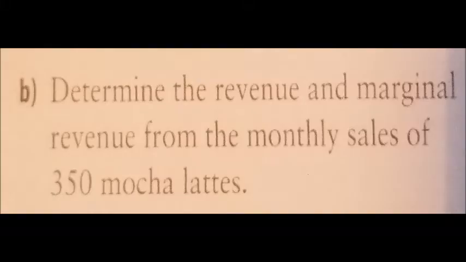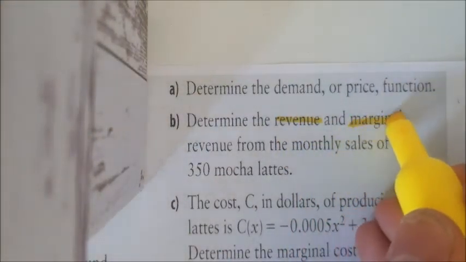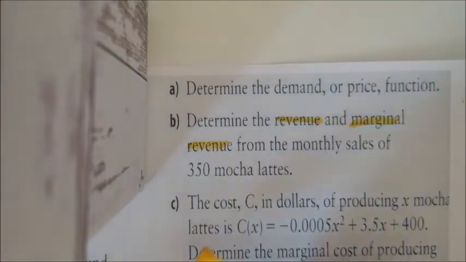Part B of the question asks, determine the revenue and marginal revenue from the monthly sales of 350 mocha lattes. The important information that is given in this question is that there are 350 mocha lattes and we are being asked to find both the revenue and marginal revenue.